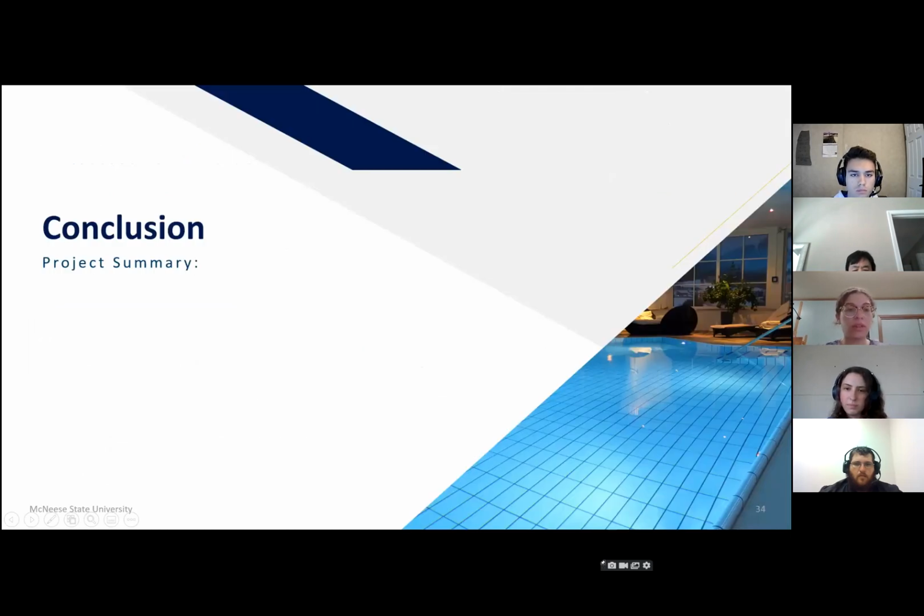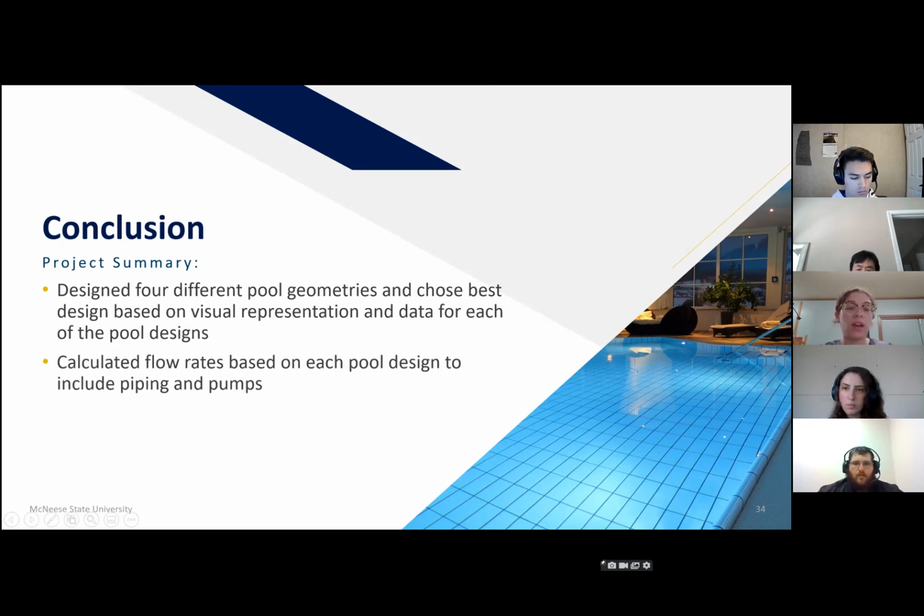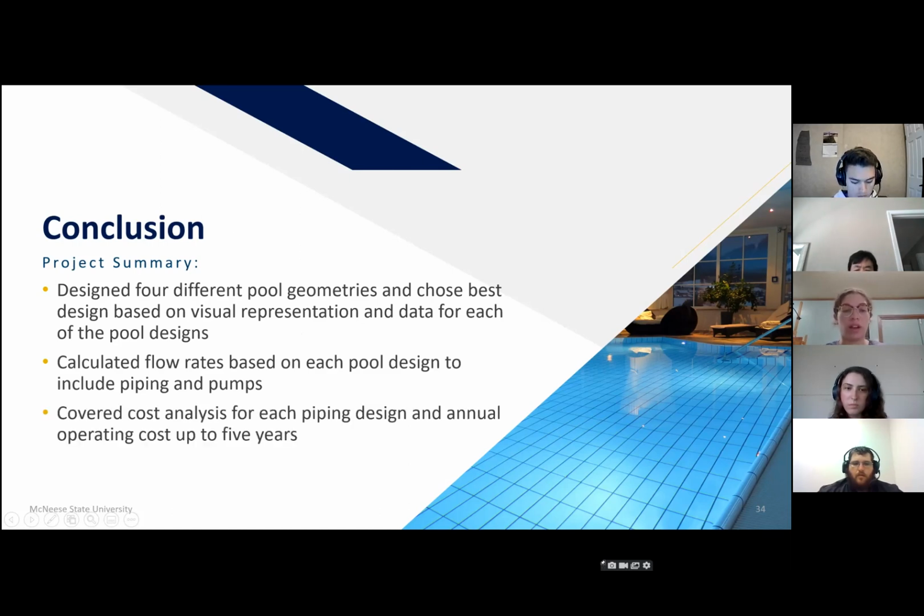So just to conclude the project summary for this presentation, we went over how we designed 4 different pool geometries and chose the best design based on the visual representation and the numerical data for each of the 4 pool designs. How we calculated flow rates based on each pool design to include piping and pumps, and covered the cost analysis for each of the piping designs and annual operating costs of up to 5 years.